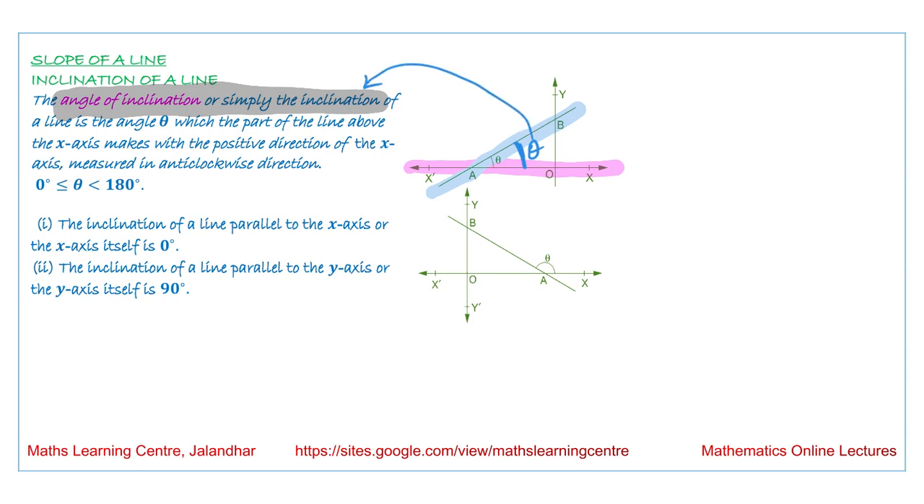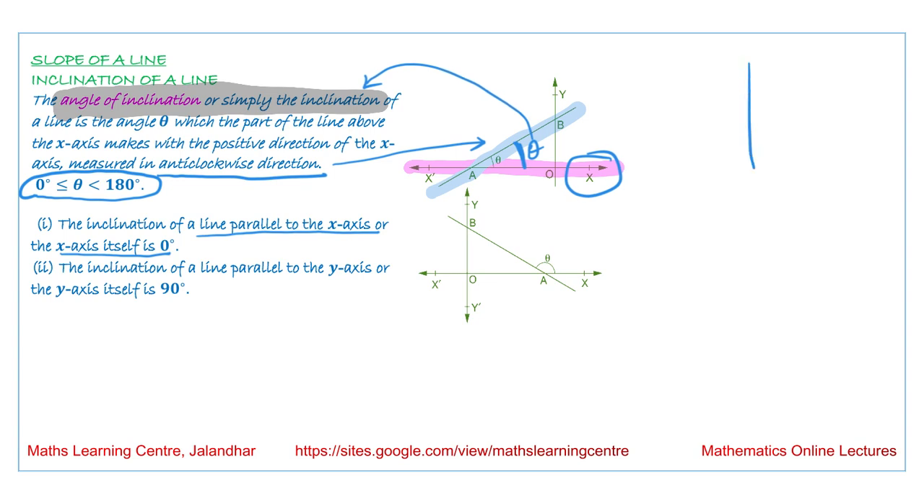So the angle this line makes with the positive direction of the x axis is what we are talking about, and this angle is measured in the anti-clockwise direction. If it is measured in the clockwise direction, we put a minus or negative sign. We are saying that this angle lies between 0 to 180 degrees. So the inclination of a line parallel to the x axis or the x axis itself is 0 degrees.